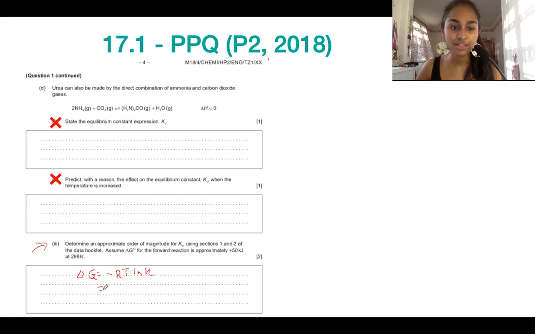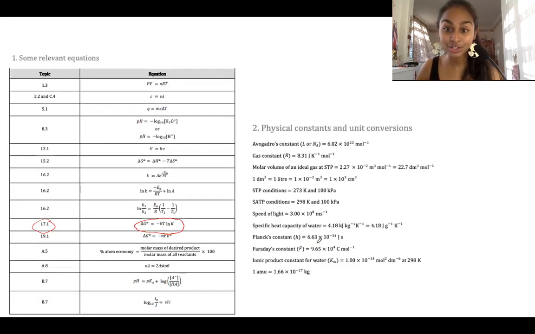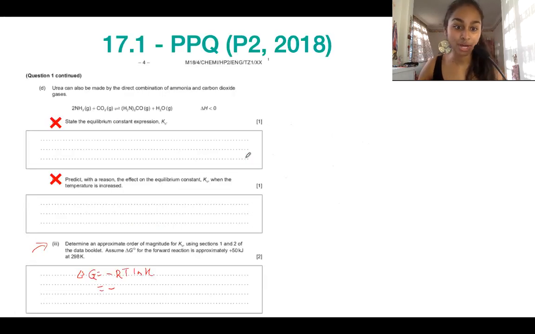So we know that R is going to be the gas constant. So that's going to be this value over here, so 8.31. So I'm going to input that, 8.31. I've been given my temperature, which is 298, and then I've got ln K. And then I know that my delta G is approximately 50. Perfect. So now that I've got that, I can essentially rearrange the equation to solve for ln K.